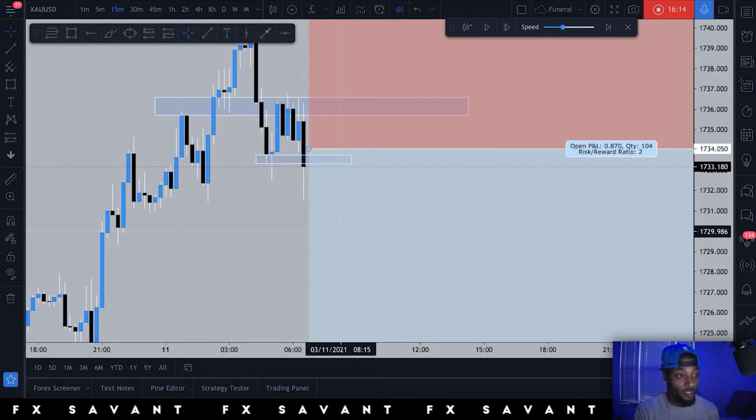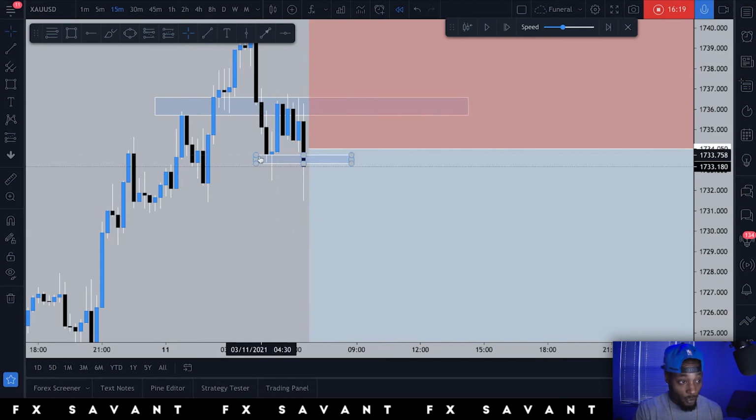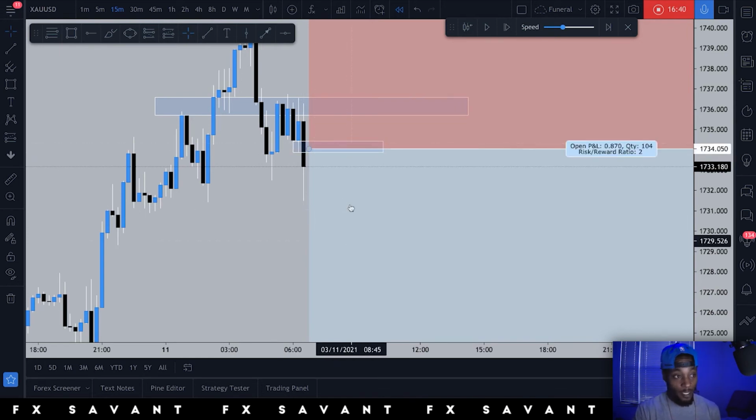So now that we have price broken and closed below this structure, now we can start looking for an entry. Where did we enter? We entered on the most recent break and close. We entered on the most recent structure that we would like to see price come and retest before we get rejected and continue to the downside. That is why we entered here.